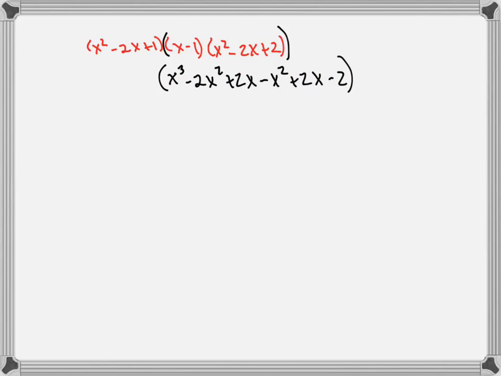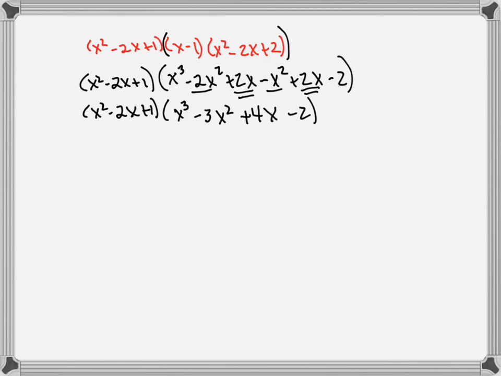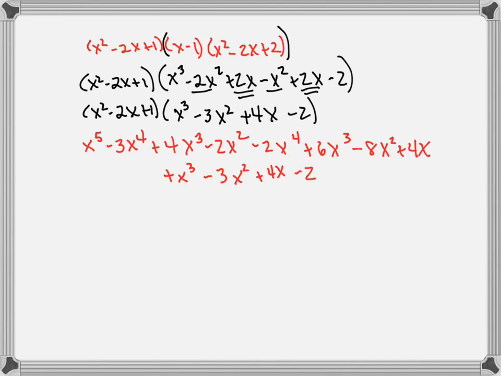So multiplying out the last two, I get x cubed minus 2x squared plus 2x minus x squared plus 2x minus 2, times (x squared minus 2x plus 1). Simplifying that first parentheses, we get x cubed minus 3x squared plus 4x minus 2. So we have one last set of multiplications to do. Multiplying everything out, this is what I get. I multiplied all 3 terms in the first parentheses by all 4 terms in the second parentheses. Combining my like terms, I get f of x equals x to the 5th.